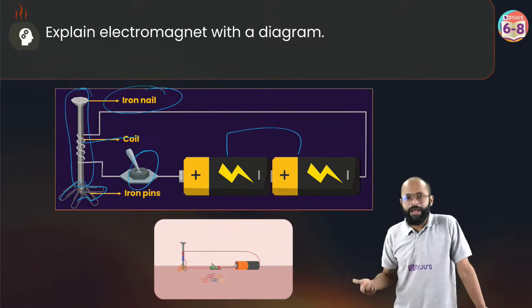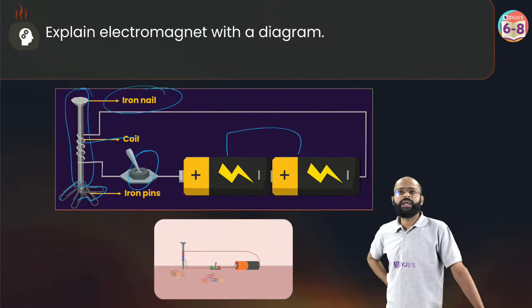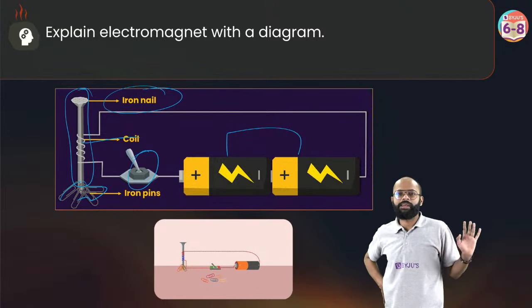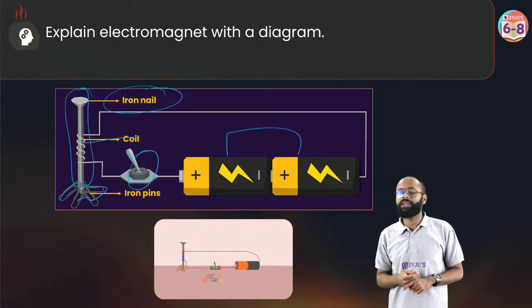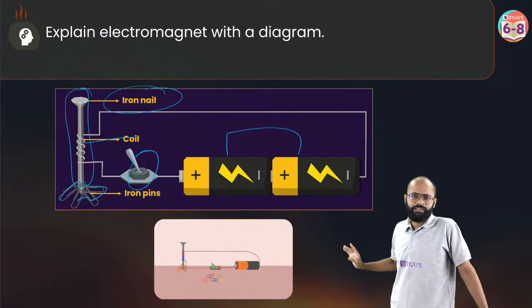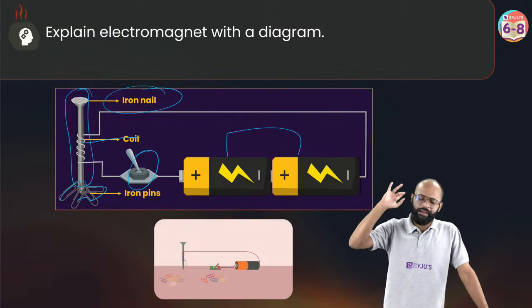Electromagnet is a temporary magnet. Until current is flowing, it is behaving like a magnet. I am a magnet. The moment you stop the current, it will forget what a magnet is. The moment you switch off the current, if you ask it, which magnet? I don't know any magnet. This is Ghajini. As long as there is current, there is magnet. Current gone, magnetism gone. Okay, fine.